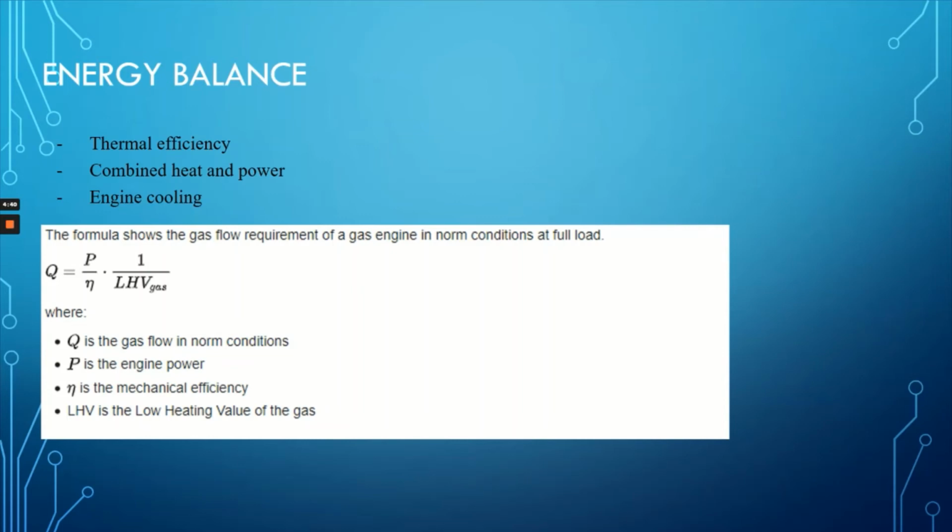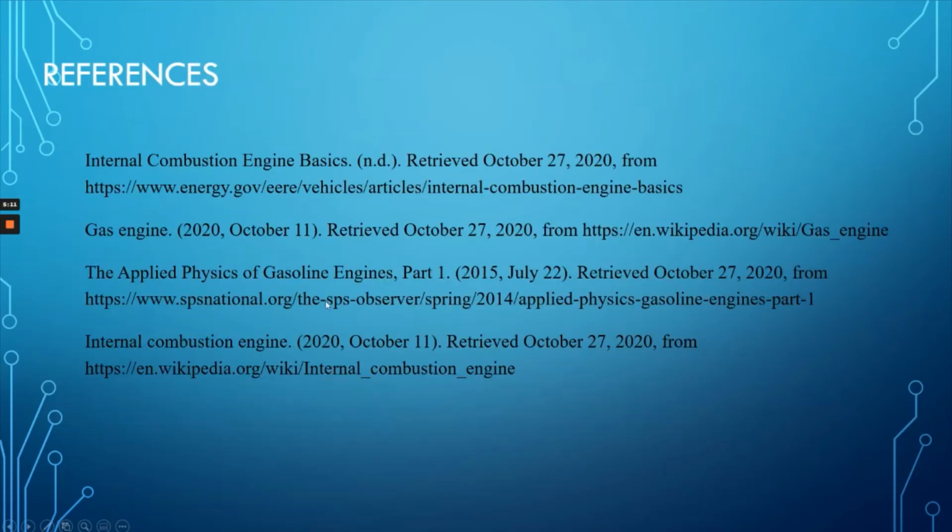And engine cooling. Usually engine cooling is done with water or air, but in terms of the 6 stroke engine, the engine cooling will be done with water. And this formula right here shows the gas flow requirement of the gas engine in normal conditions at full load. Q equals P over N times 1 over LHV gas, where Q is the gas flow in normal conditions, P is the engine power, N is the mechanical efficiency, and LHV is the low heat value of the gas.